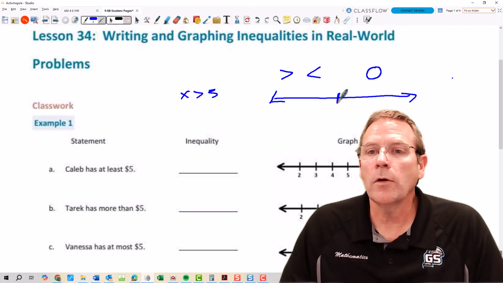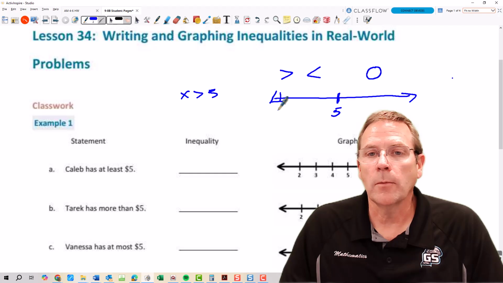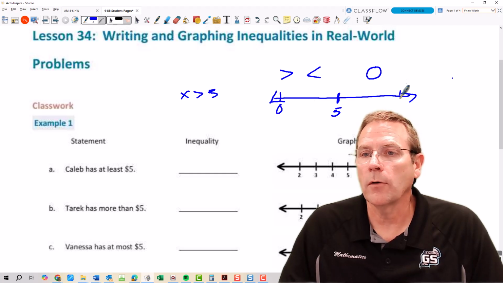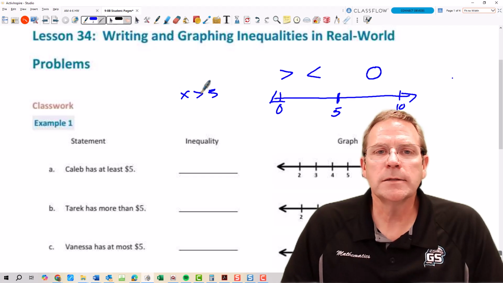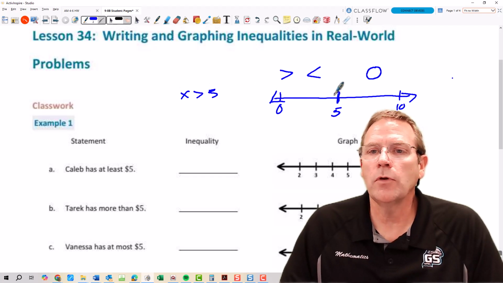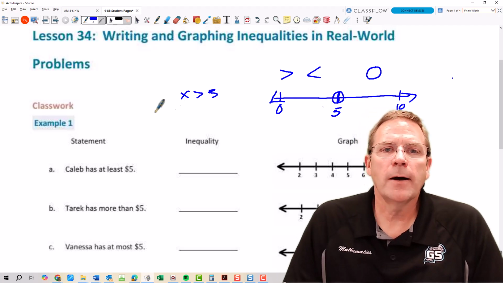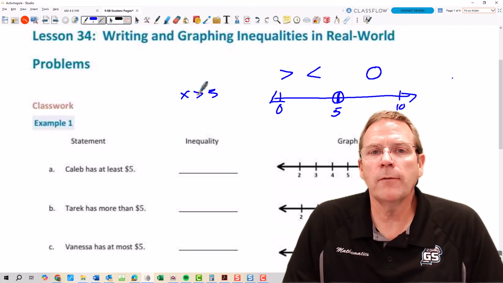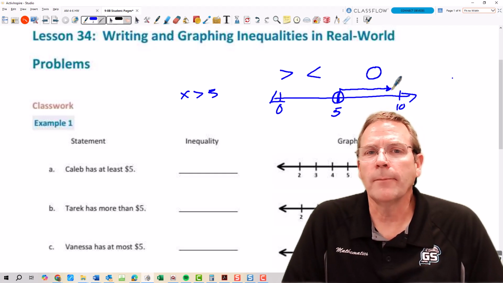That means that where you would have your 5 on your number line, which of course you know starts at 0 and goes up to 10, because it is a greater than or less than symbol, you would put an open circle. And then you'd ask yourself, is x bigger than 5 or is x littler than 5? Well, the alligator's eating the x, so x is bigger than 5. That means that our number line is going to go to the right.